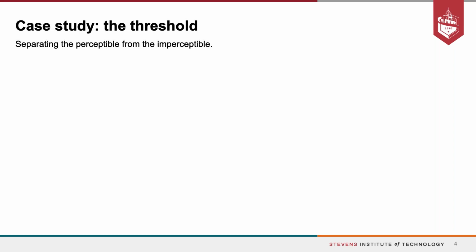So a threshold is a stimulus intensity, a physical intensity of something that is the borderline between what is perceptible and imperceptible. It is the part of the door that separates the inside from the outside.